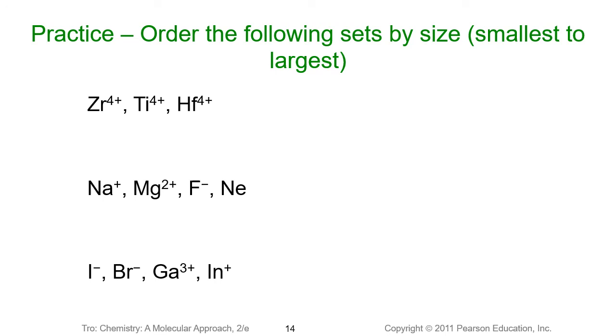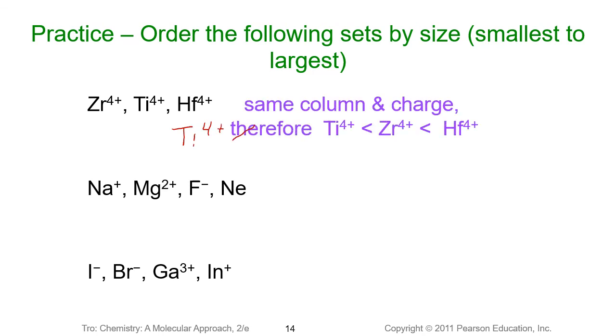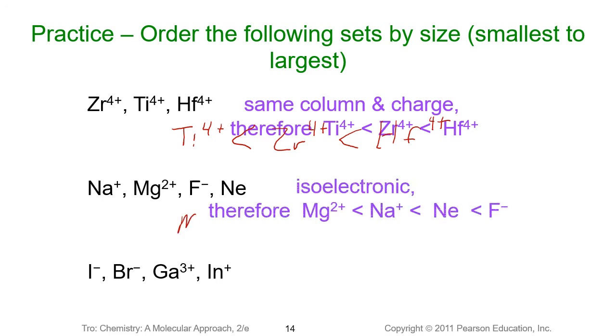If we look at our first example, titanium is higher on the periodic table, so it will be smaller than zirconium. And hafnium is further down the periodic table yet, and so it will be the largest. If we look at sodium, magnesium, fluorine, and neon, these are isoelectronic, so the larger the positive charge, the smaller the ion. So these get put in order from largest positive charge to largest negative charge.